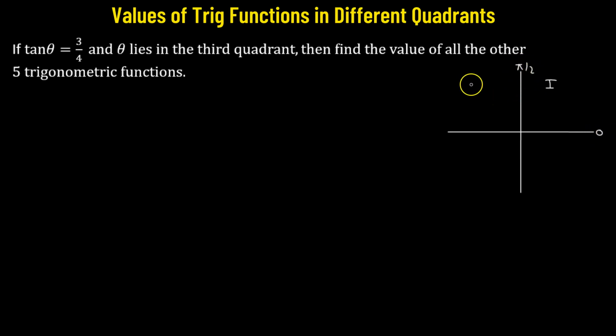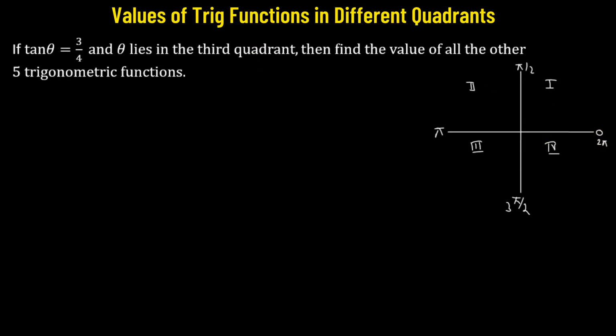Then in the second quadrant, we have theta going from pi over 2 to pi. Then we're going to have the third quadrant, where the theta value lies between pi and 3 pi over 2. And then finally we have the fourth quadrant. In the fourth quadrant, theta lies between 3 pi over 2 and 2 pi. So this is going to continue.